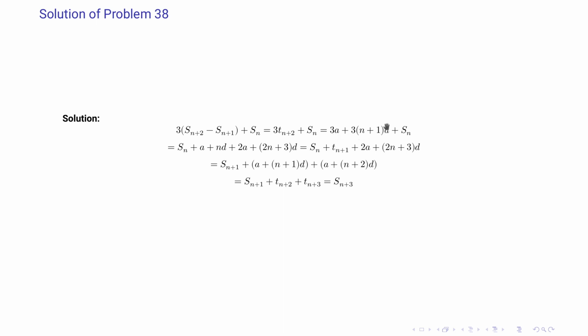We multiply that with 3. So 3A plus 3 into (n plus 1) into D plus Sn. Now we take out A plus nD, which is Tn+1, and add that to Sn. So this Sn plus Tn+1 will become Sn+1. What remains is 2A plus (2n plus 3) into D. We split that into A plus (n plus 1) into D plus A plus (n plus 2) into D. Now this is Tn+2 and this is Tn+3. So adding that we will get Sn+3, which is what was required.